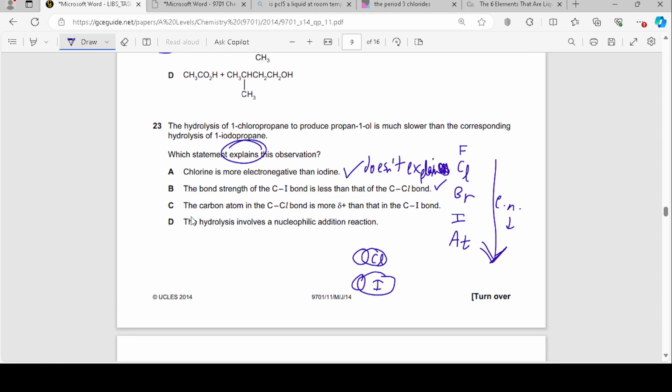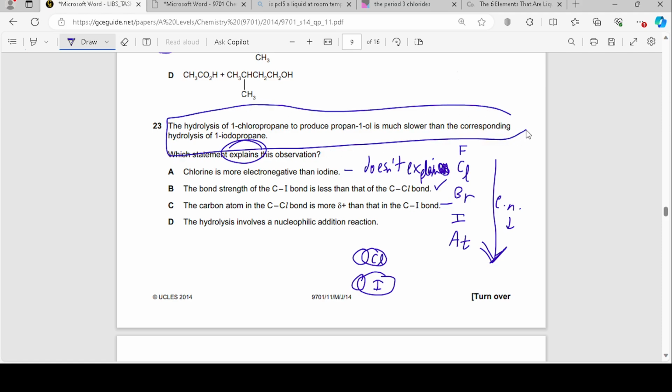And as for C, the carbon atom in the C-Cl bond is more partially positive than that in the C-I bond. Again, that is true, because your C-Cl bond is more polar than your C-I bond, since polarity also decreases down the group, as I remember. But again, it doesn't really explain the observation, does it? The only one of these that really explains the observation properly is option B, in my opinion.